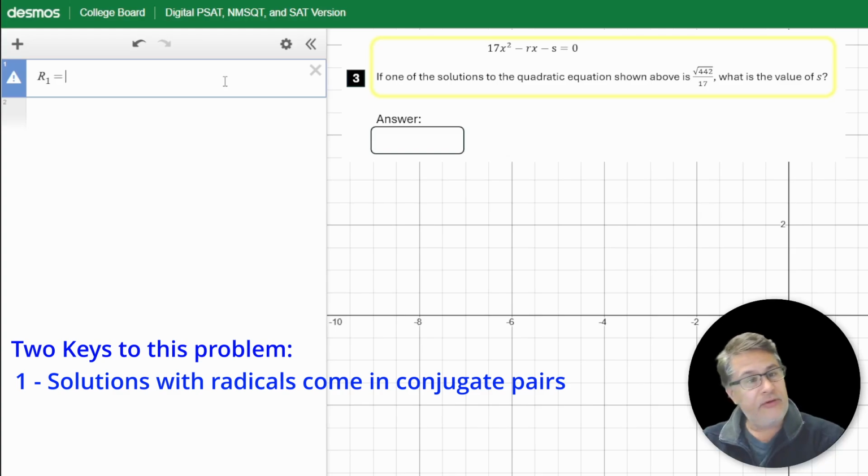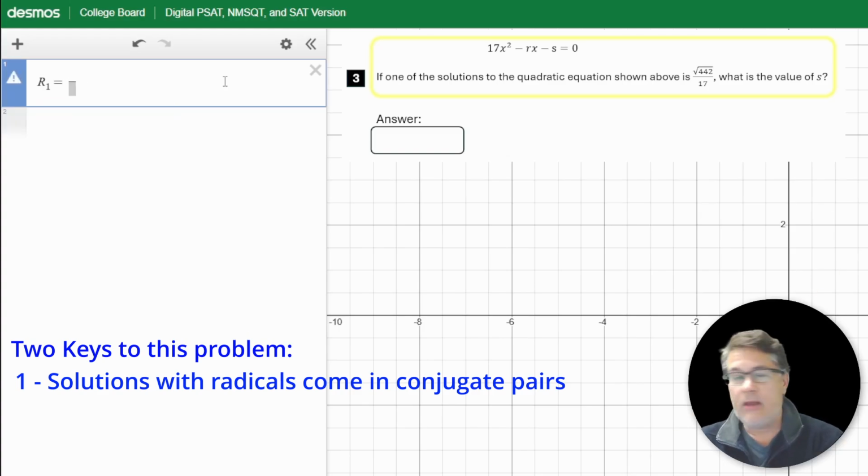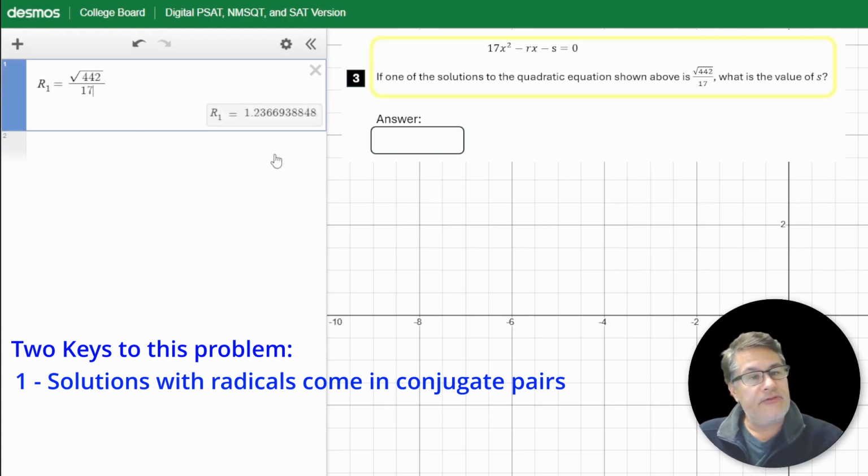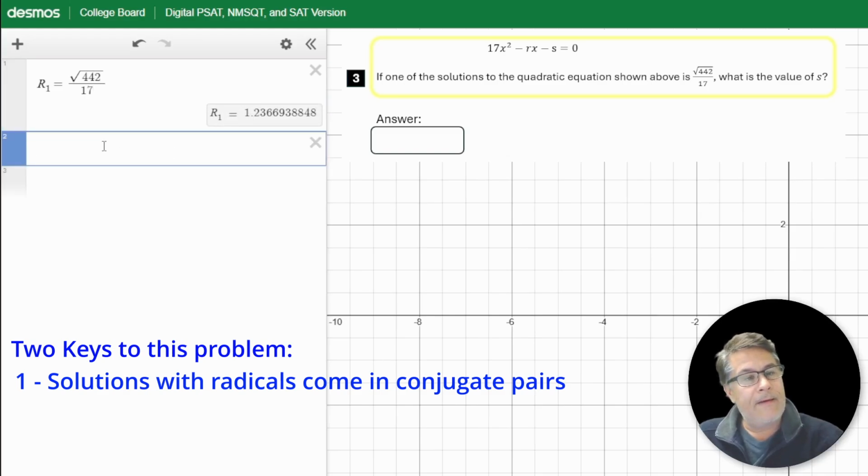By the way, to get a fraction, you could either type the fraction bar, which is the one combined with the question mark, or you can type frac, whatever you prefer. For the square root, you want to type SQRT. And that's going to be 442 over 17. Okay? There it is. So the first root is 1.23 and so on. Now, the second root is going to be the same thing but with a minus sign in front.